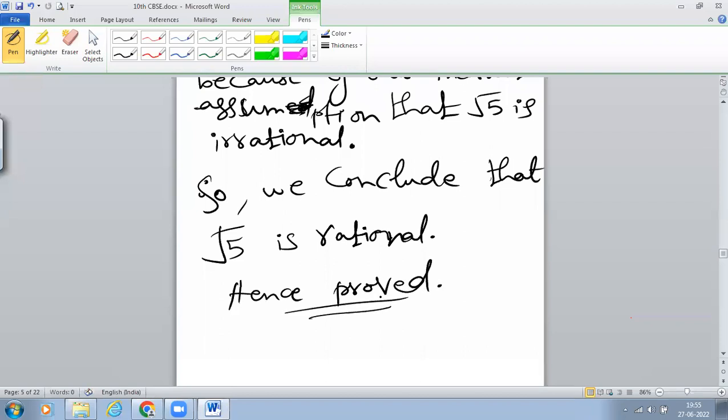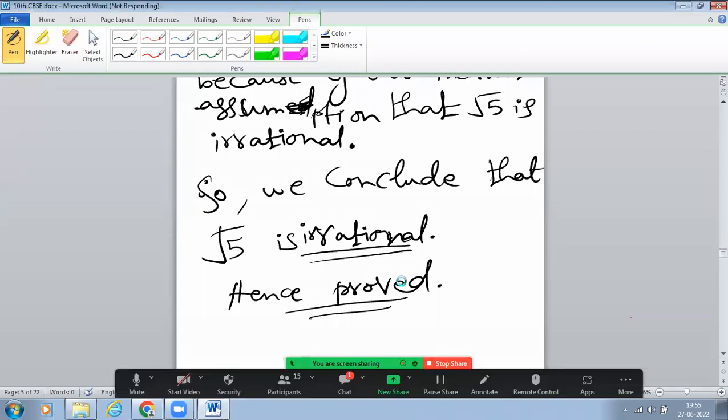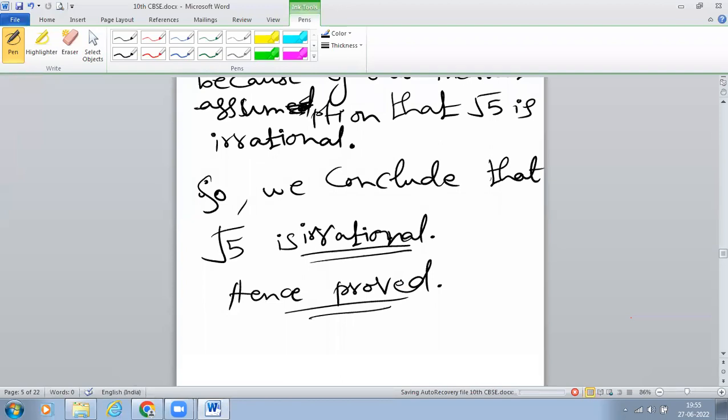Irrational, sir, irrational. Sorry. Hence we conclude that root 5 is irrational. Hence proved. Initially we assumed that root 5 is rational, and finally we got a contradiction. That is why we are concluding that root 5 is irrational. Hence proved. That's it.